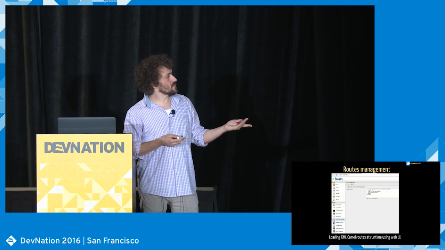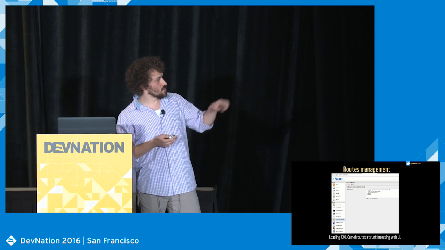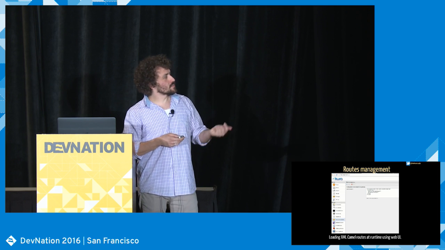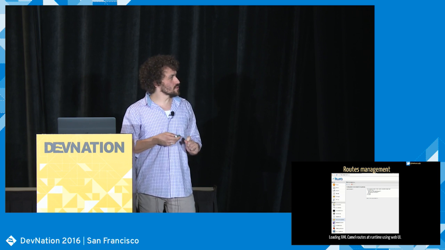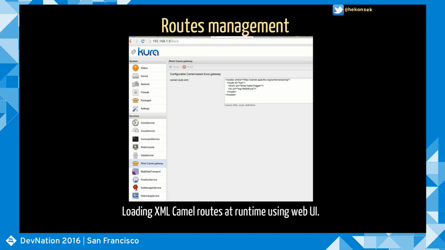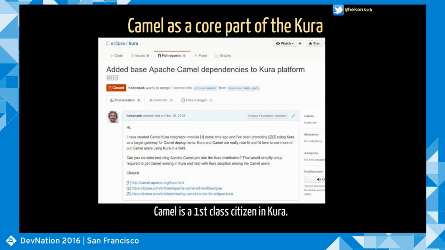You can define this kind of XML route on the runtime. You can open something called the Kura Web UI, you can see how it looks here, and then you can provide this kind of route definition at runtime. So you can update your Camel routes without restarting the gateway, which is a pretty cool feature, especially in production when you have this deployed in the field.